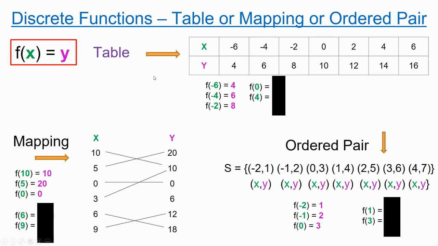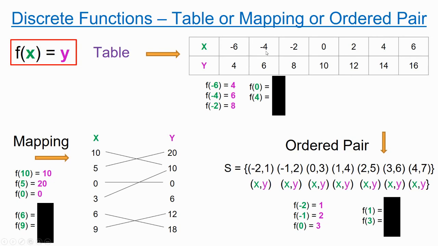Okay, let's take a look at those three others, the table, the mapping, and the ordered pair. So what outputs do we get when we put in these inputs, the x's that are green? For example, in this table, notice that the x's are on top and the y's are on the bottom. If I input into the function a -6, f of -6, what does it output? Well, a 4. So f of -6 is 4.